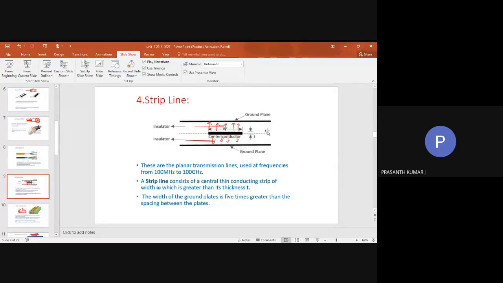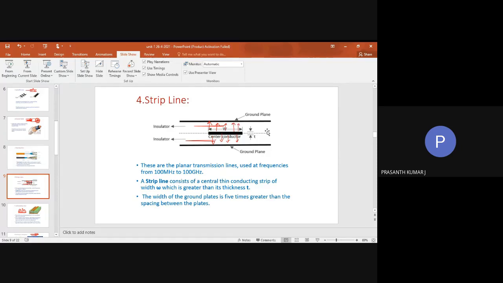Next one is strip line. So what is this strip line? This is another type of transmission line. So far we have learned about conventional transmission lines, which we see in day-to-day life. But now we are seeing another type of transmission line, which we can use on a printed circuit board, and it is called a strip line.